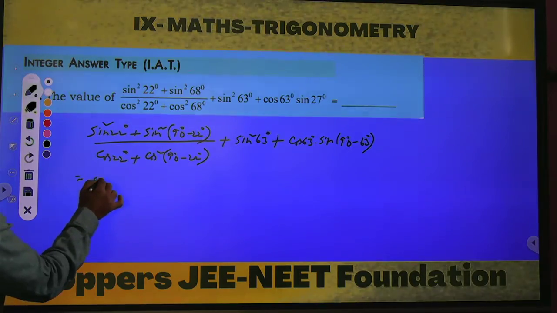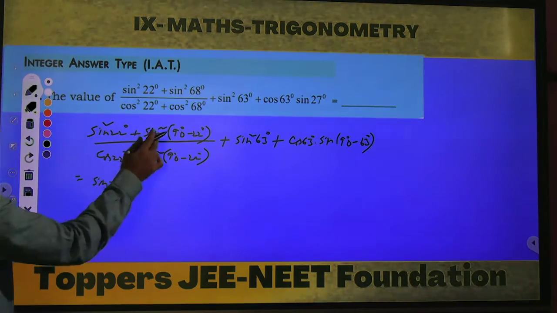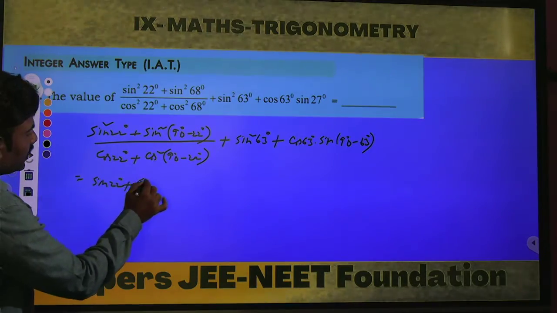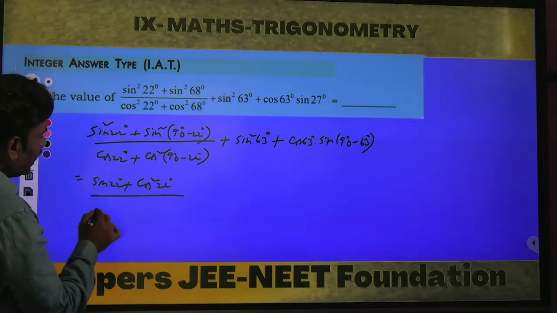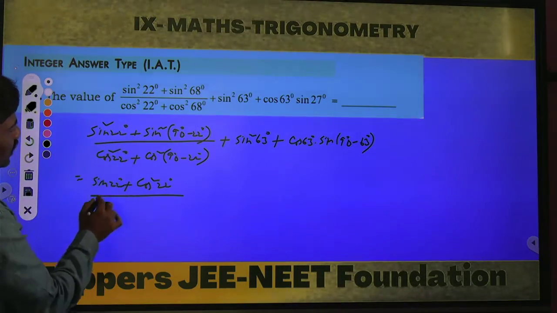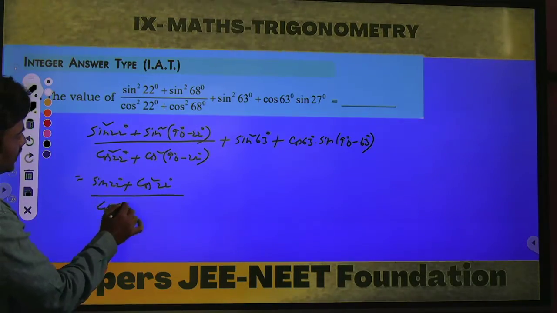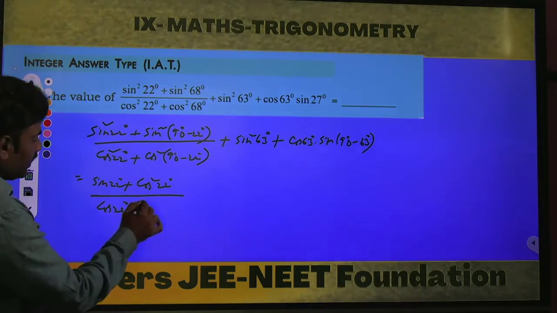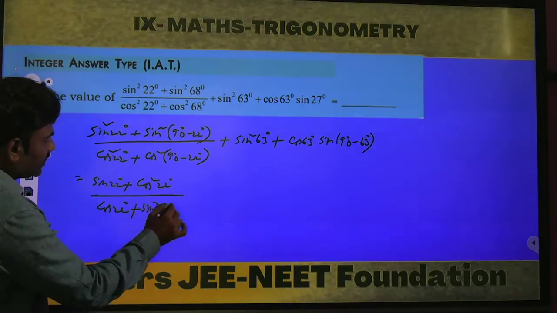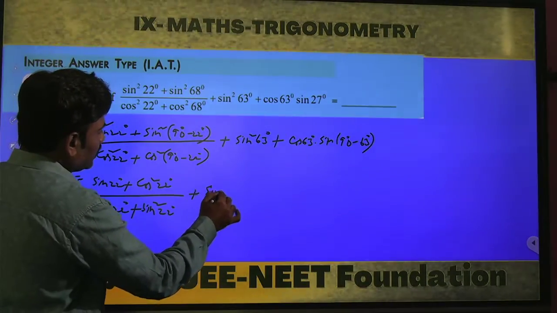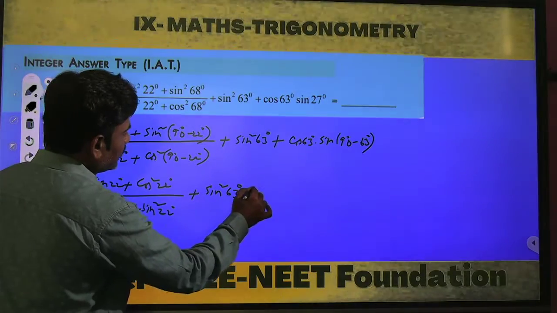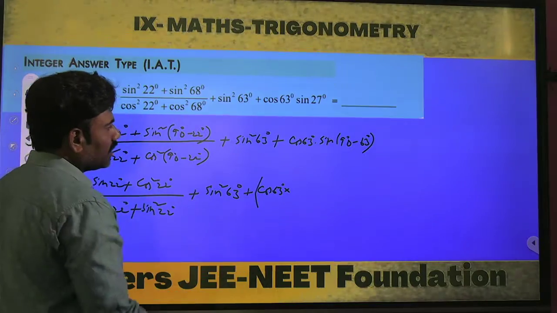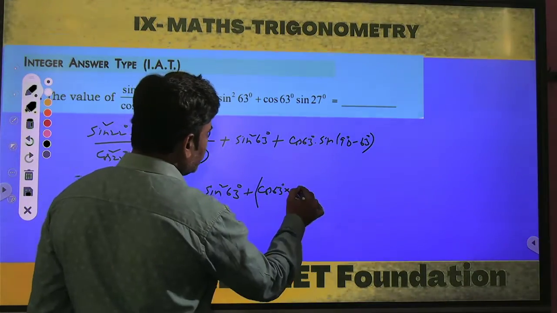Okay. Sin square 22 degrees plus sin of (90 degrees minus theta) is cos theta, means here cos square 22 degrees, by cos square 22 degrees plus cos square (90 degrees minus 22 degrees). It can be written as sin square 22 degrees, plus sin square 63 degrees plus cos 63 degrees into sin of (90 degrees minus 63 degrees), means cos theta, means cos 63 degrees.